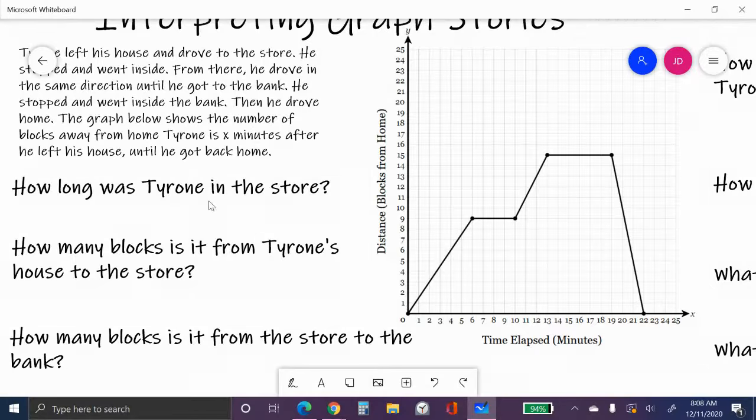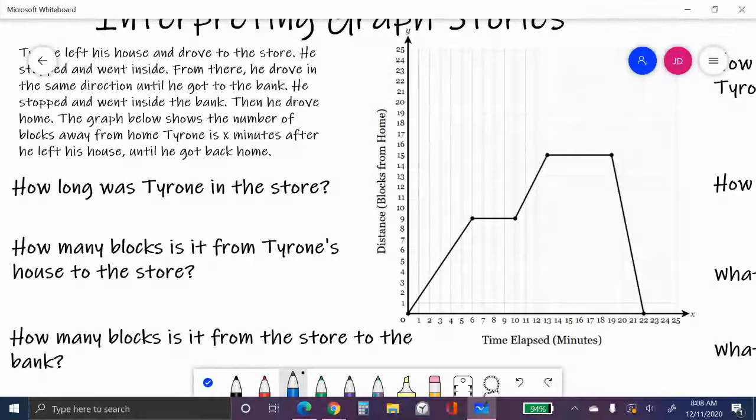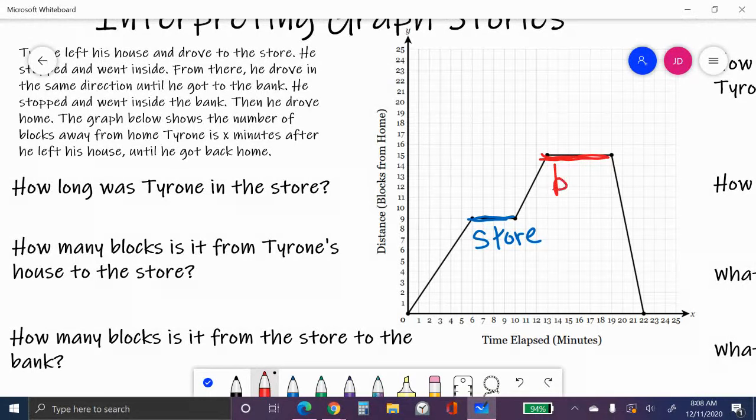So how long was Tyrone in the store? I'm actually just going to label some parts of it. This part is when Tyrone was at the store. This part is when he's going to be at the bank. All right, so how long was Tyrone at the store? You can count the number of minutes from once he gets to the store. Here's where he got to the store. 1, 2, 3, 4 minutes.